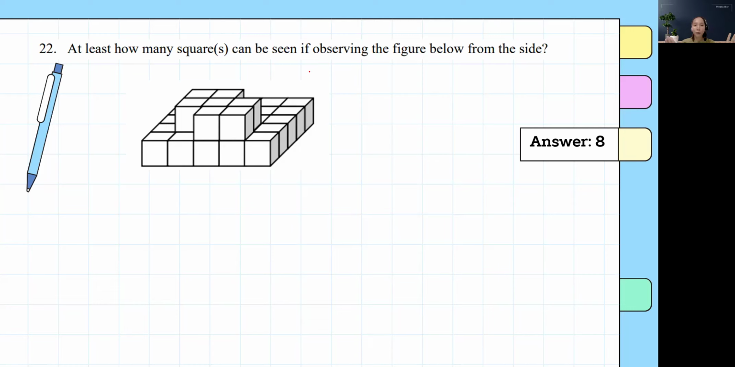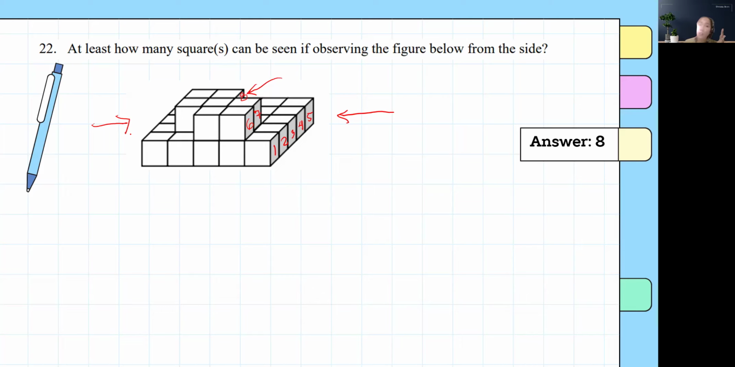Wouldn't it be the same regardless of the side you're looking at? Unless it's the top. If it's top or bottom, that would differ. But if it's the side, you check from the left side or the right side, you would still get the same answer. Let's count from the right side since it's clearer. 1, 2, 3, 4, 5. And you would also see this one, 6, 7, and this is the eighth.